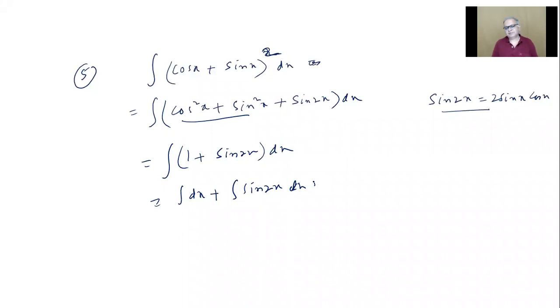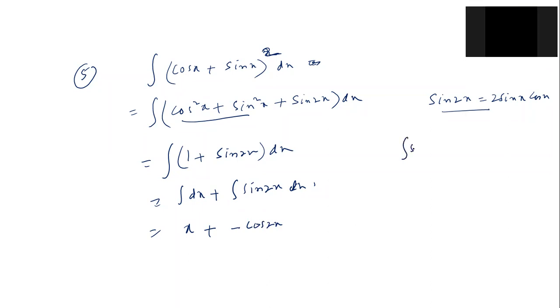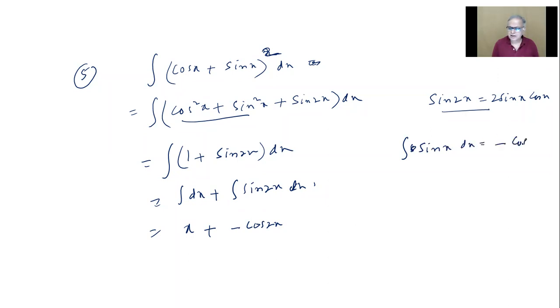So what should I do after this? The integral of dx is x, all right? Because x to the power 0 plus 1 by 0 plus 1. The integral of sine 2x dx, you may probably think, is minus cos 2x. But it's not. See, the integral of sine x dx will be minus cos x. Why? Because the differentiation of cos x is minus sin x. You understand? Differentiation of cos x is minus sin x.